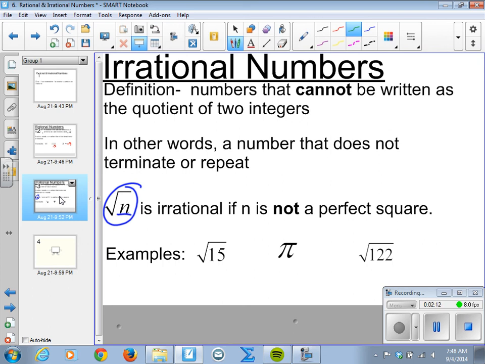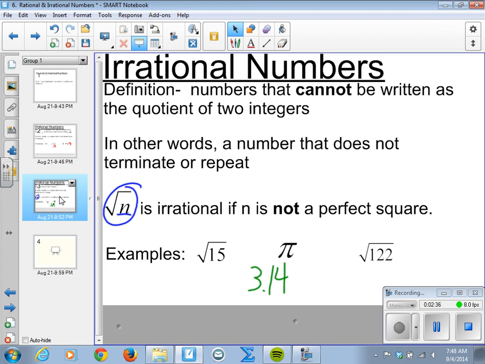We know pi is irrational. We commonly use the decimal 3.14 for pi. That's a rounded off number. I think most of you have learned that pi just goes on forever. Then we have radical 122. Again, 122 is not a perfect square. So this entire expression is irrational.